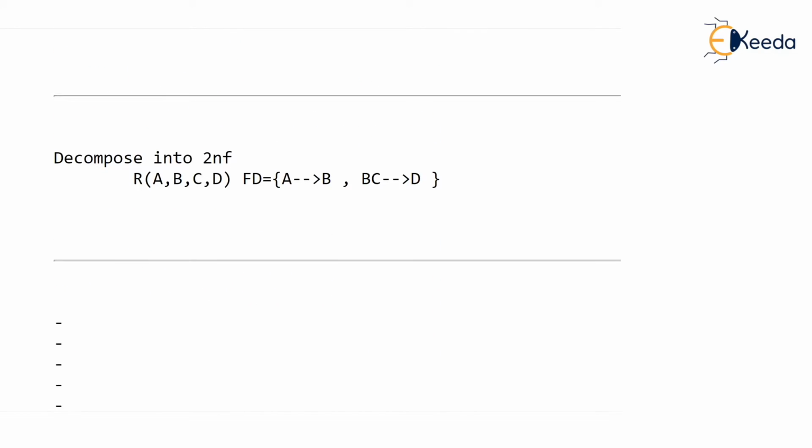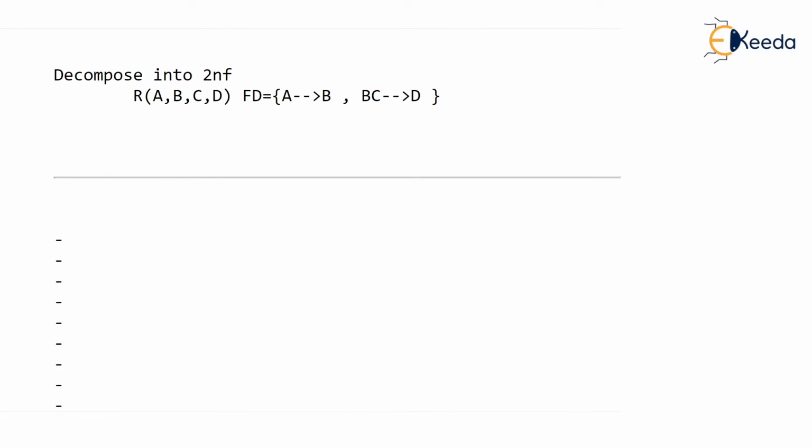In the third example, we are again given a table containing 4 attributes and the FDs are given. Let's see who is the candidate key here. Check. A is missing on the right hand side and even C is missing on the right hand side, isn't it? A and C are missing, correct? So definitely AC must be the candidate key, isn't it?